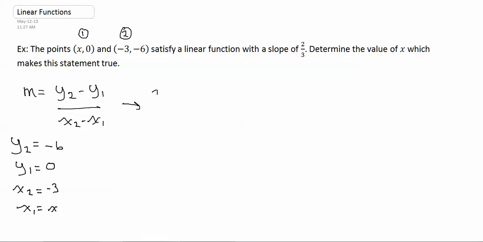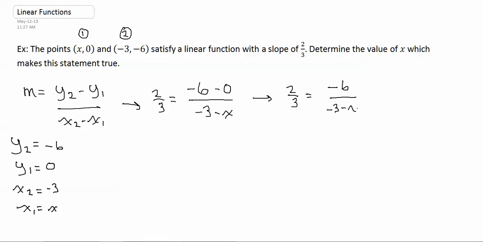So we're going to substitute these values in here. So for m, I have 2/3. And for this lovely bit on the right, I get negative 6, subtract 0, all divided by negative 3, subtract x. So first step, same as before, don't let it freak you out. We're going to simplify first. So I can simplify each part. 2/3 doesn't simplify, but negative 6 take away 0 is the same as just negative 6. And then on the bottom here, I get negative 3 take away x.